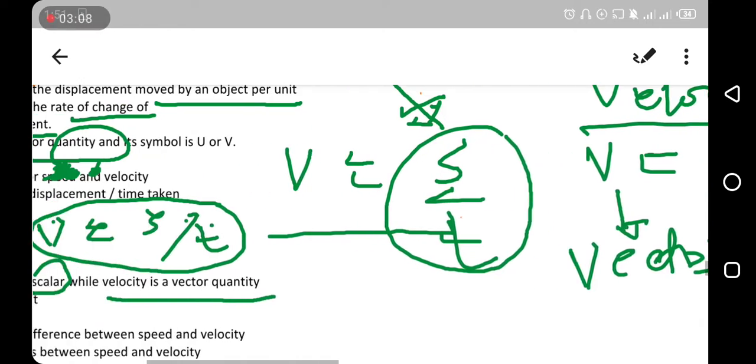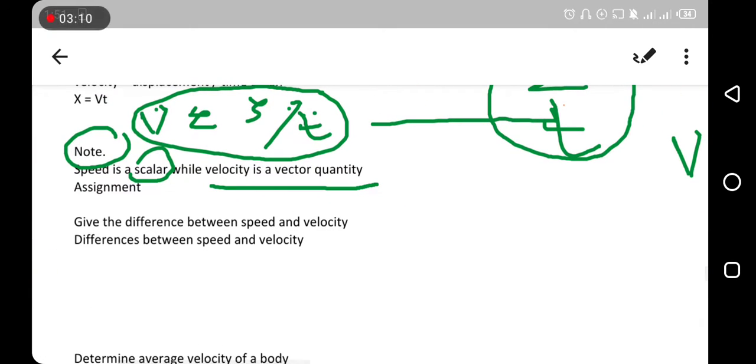Continue. You have an assignment to do. Give the difference between speed and velocity. So this is your assignment.